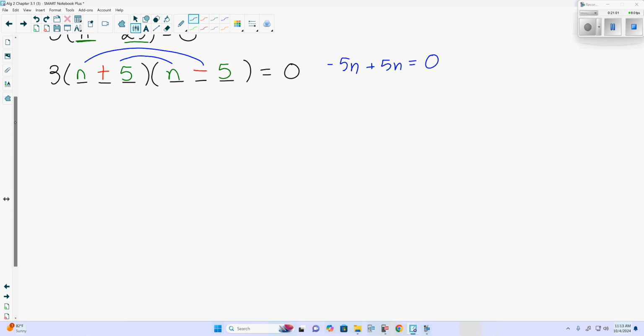We have two or more things multiplied together to equal 0, so one of these must be 0. So n plus 5 equals 0. Well, subtract 5 from both sides. N equals negative 5.